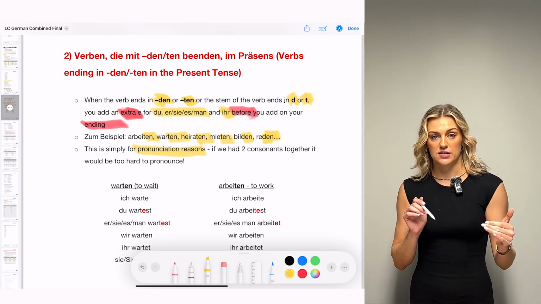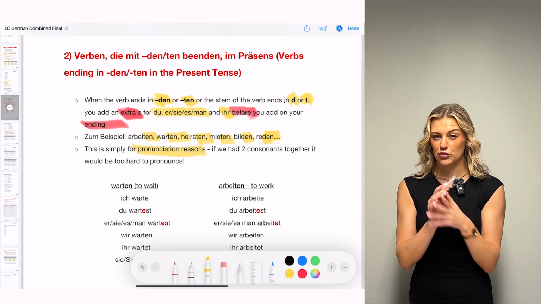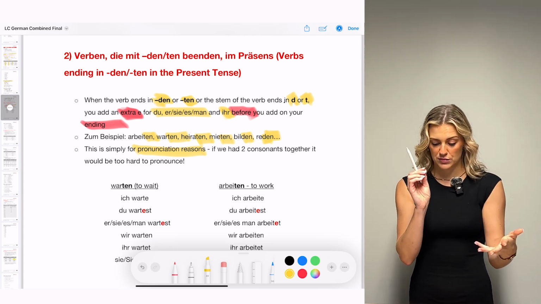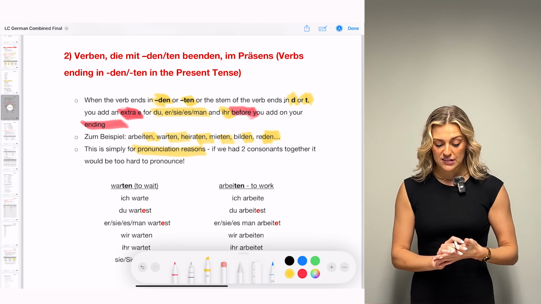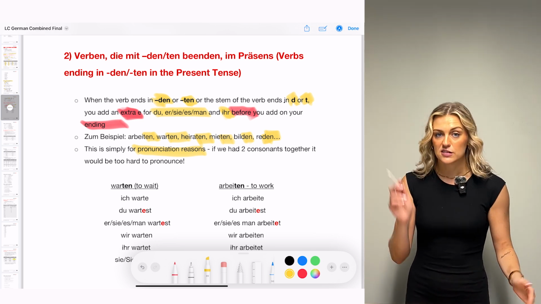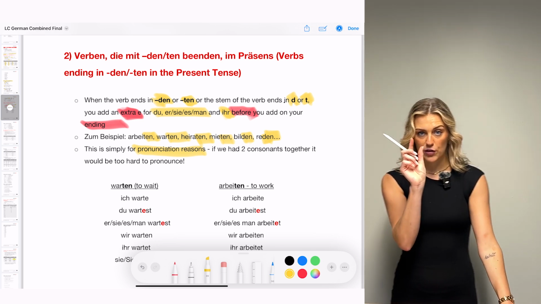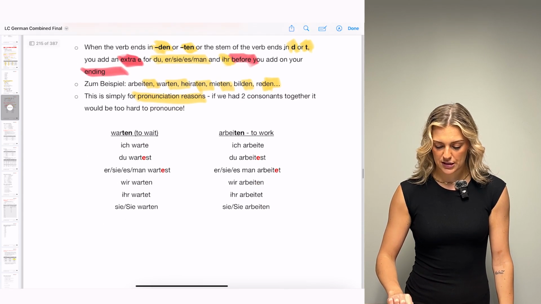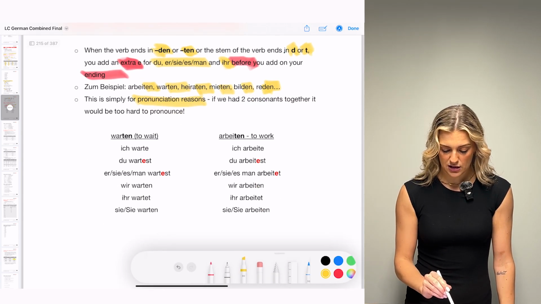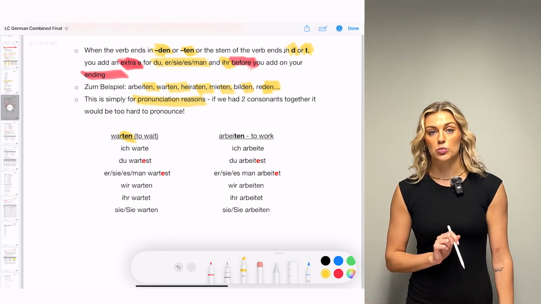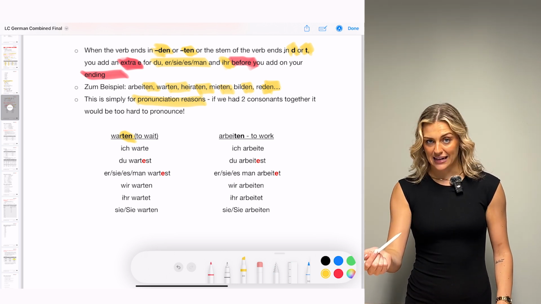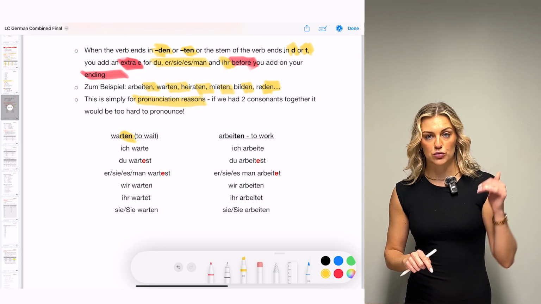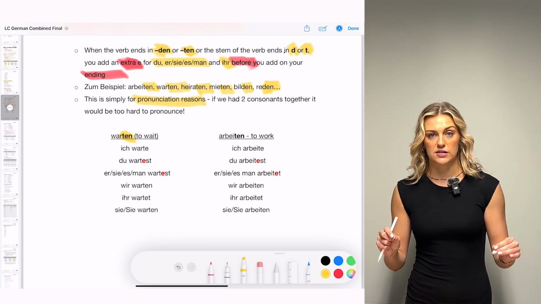Because we have two consonants together. So you'll notice with German, we tend to not have two consonants together because it's too harsh and too difficult to pronounce, okay? So for that reason, we add in an extra e, so we don't have two consonants together, all right? So if you look at the example here, I'm doing an example with the verb warten. So warten is the verb to wait. It ends in ten, okay? So because it ends in ten, I add in an extra e for du, sie, es, man, and ihr, so I don't have two consonants together.